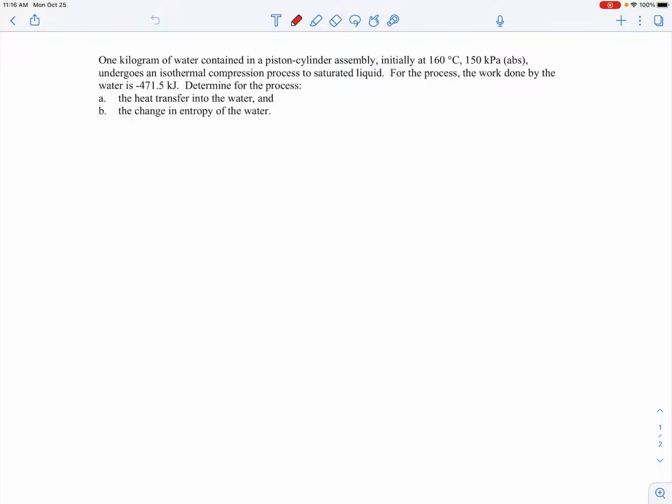Okay, in this example, we're told we have 1 kilogram of water contained in a piston cylinder assembly. So let's go ahead and sketch that out. Here's our cylinder, here's our piston, and we have our water in here. This is going to be our system that we're interested in.